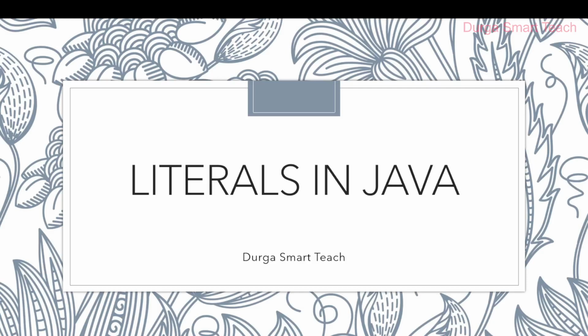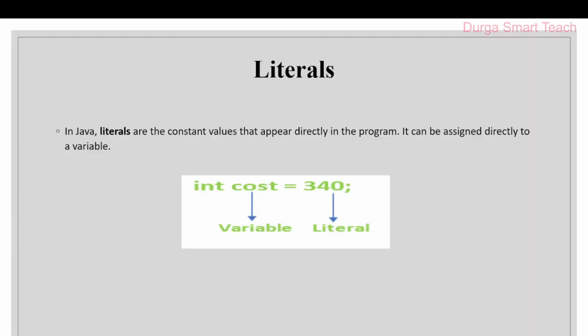Today I am going to discuss literals in Java. In the last class we have seen variables. There is a little bit of connection between variables, data types and literals. We already discussed those topics, data types and variables. Literals are nothing but constant values that appear directly in the program. The values which are assigned to a variable are known as literals.